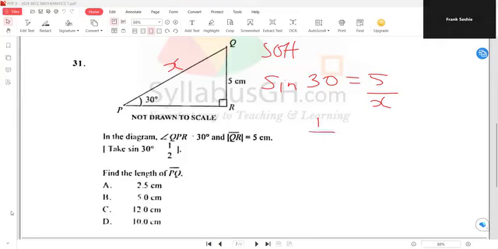And sine 30 is a half. That is 5 out of X. 1 times X is X, 2 times 5 is 10. So X is 10 cm, which is the PQ that you have been asked to find.